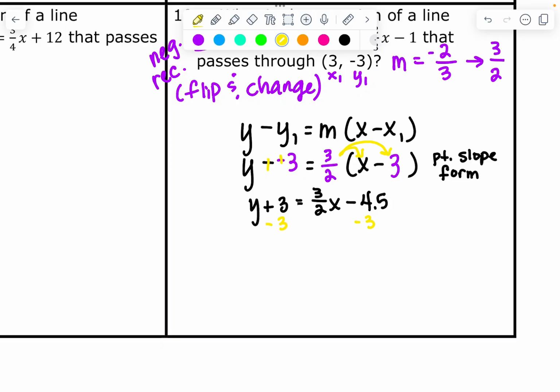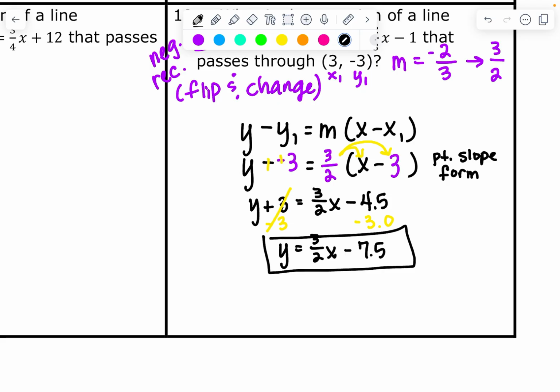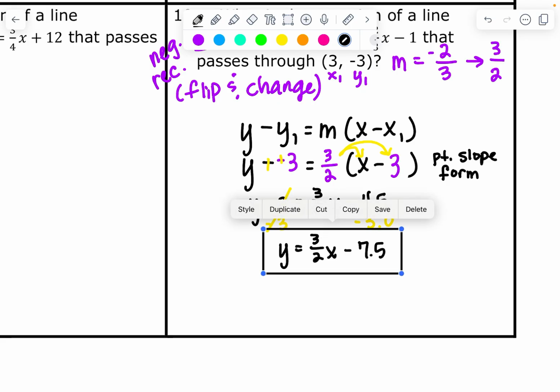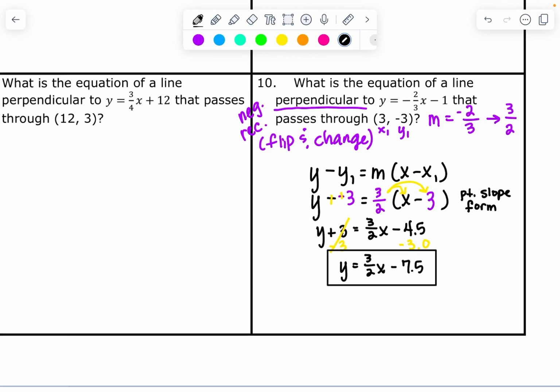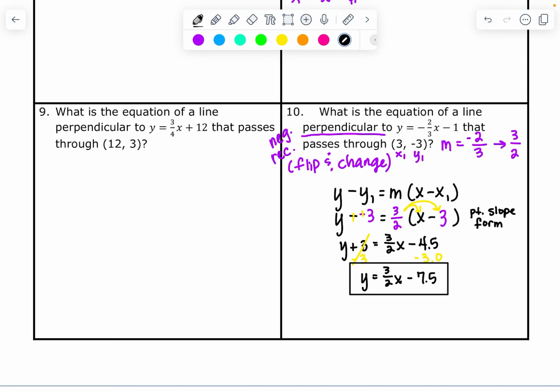So we're going to subtract 3 from both sides like this to get y by itself. So that's going to be y equals 3/2x minus 7.5. It looks crazy, but it's all good. Go ahead and try number 9.